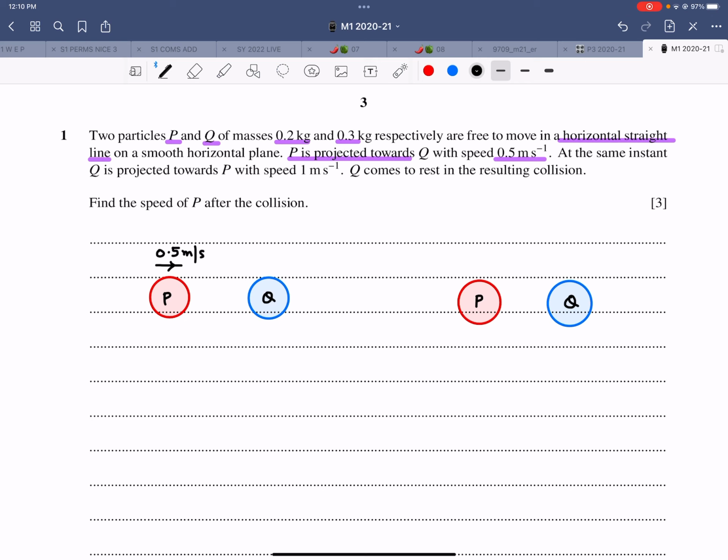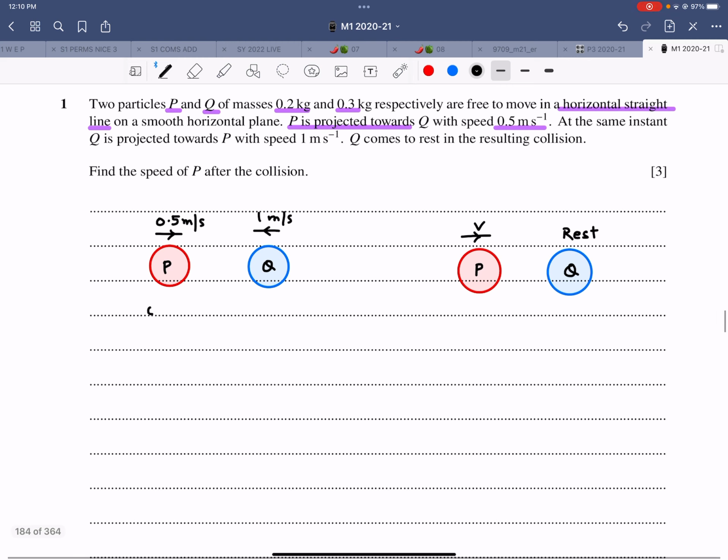At the same instant, Q is projected towards P with a speed of 1. So look at the direction of the arrow. This is 1 meter per second. Q comes to rest in the resulting collision. Therefore, this is at rest. And find the speed of P after the collision. We don't know. Let me label this as V. The masses are 0.2 kg, 0.3 kg, 0.2 kg, 0.3 kg.